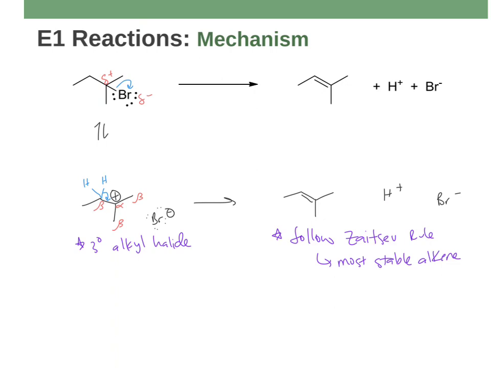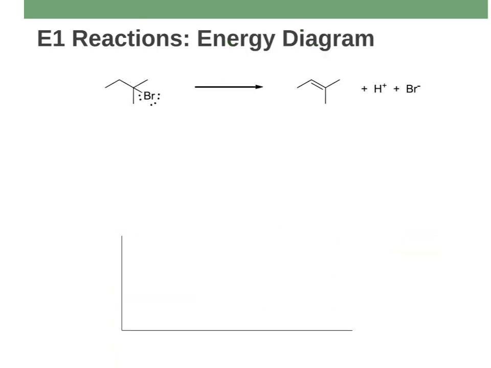So the E1 reaction is just 2 steps. The leaving group leaves, and then a beta hydrogen falls off, and that's it. You're not going to see any minor Hofmann product. All of it's going to be the Zaitsev product. It's going to follow the Zaitsev rule. You just make the most stable alkene possible.